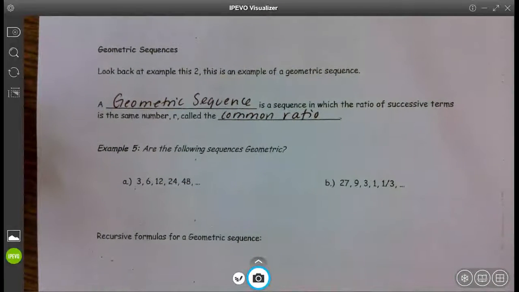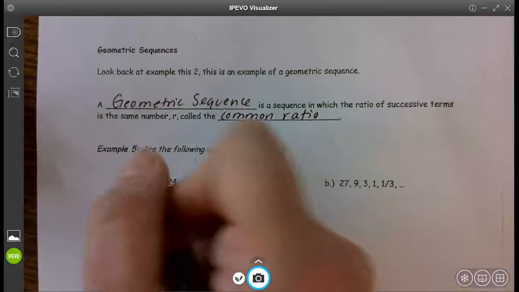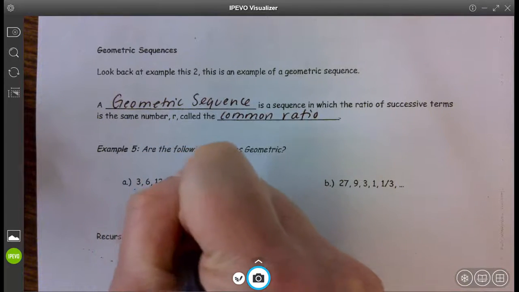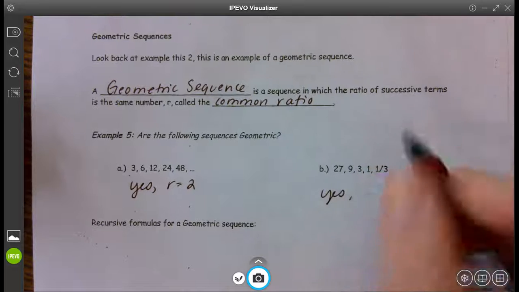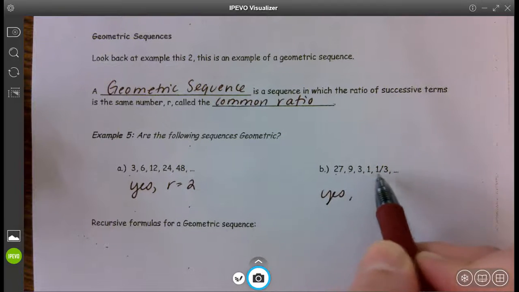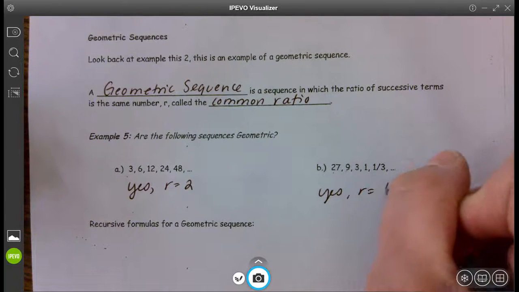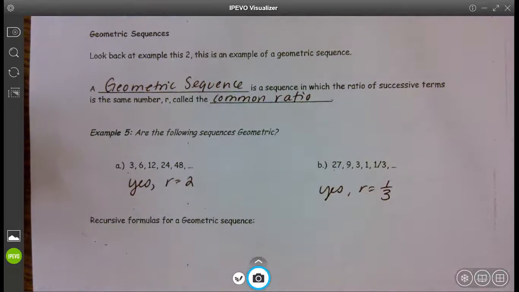Are the following sequences geometric? Yes. Common ratio is 2. Yes. Multiplying by a third. Division is a common ratio. You're multiplying by a third. Okay.